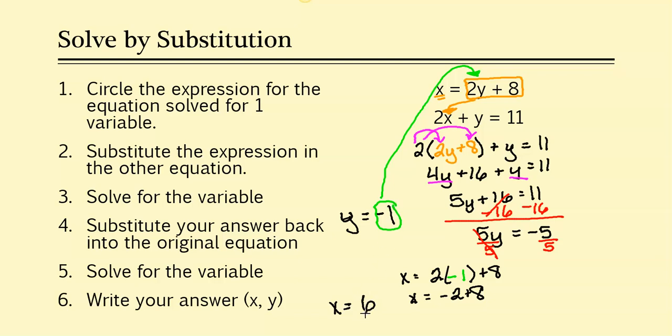So again, here's my x value, my y value. Now I've got to write my answer in xy form. Make sure you get the x value first. So my x is 6, my y is negative 1, and there is my solution to this system.